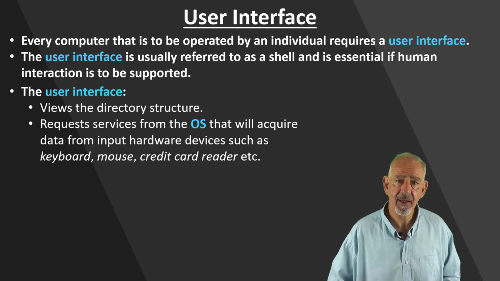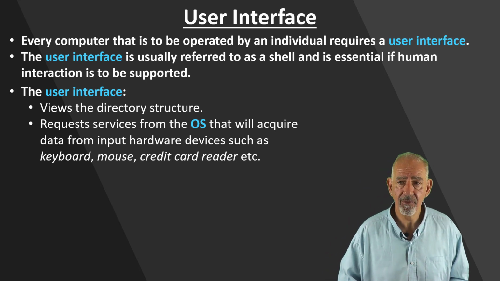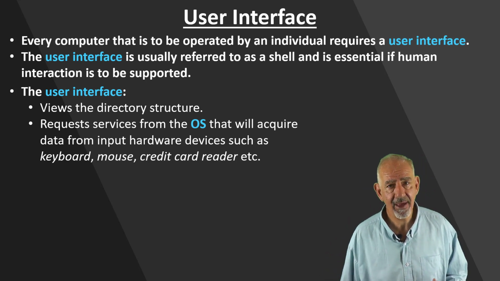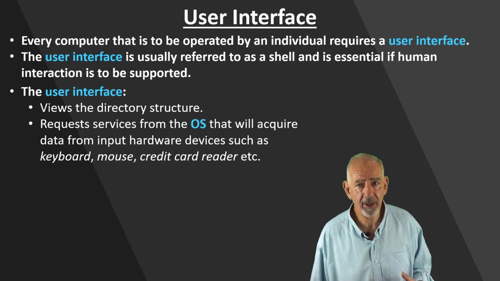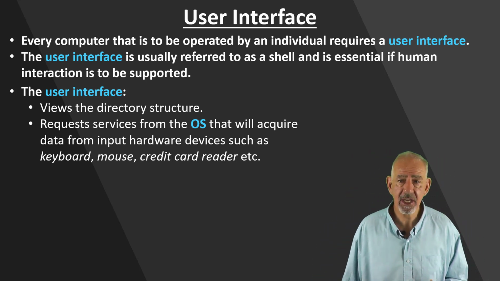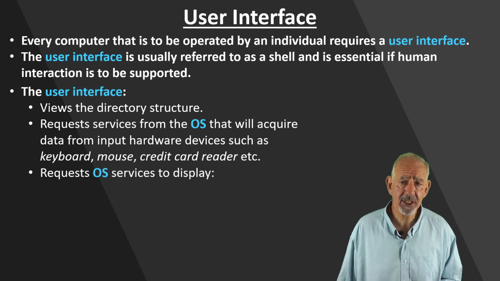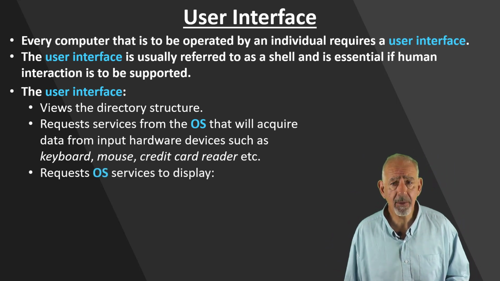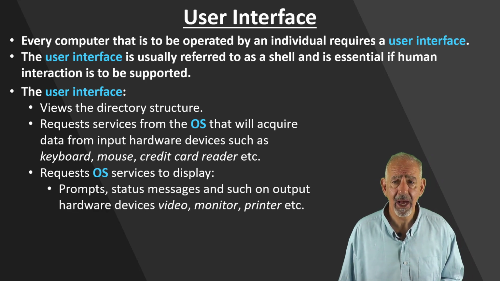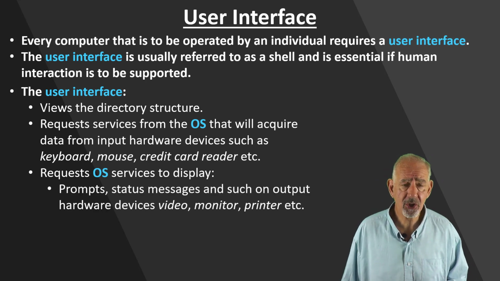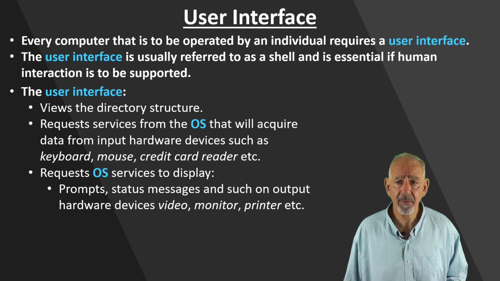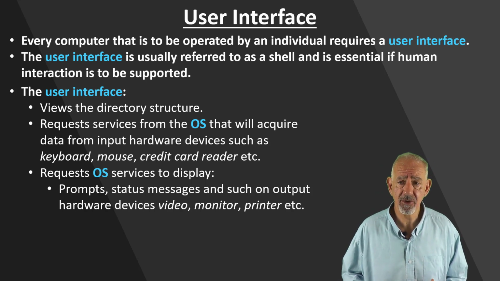It takes things like the mouse clicks and it reads them. Credit card readers, anything you can think of where we have an input, then the user interface deals with that. It also requests things like operating system services. Tell me what's going on in the system. Show me a picture of what I've just printed. So input and output are very much down to the user interface.